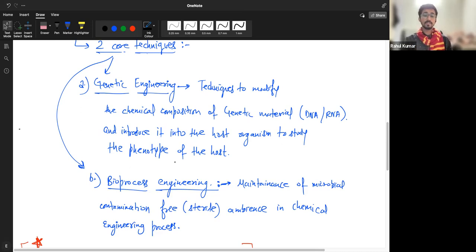Similarly, in genetic engineering, we need the genetic material, which is DNA and RNA. We modify it in a way that affects whatever phenotype we need to affect with this gene modification. Then we introduce or inject it into the host organism, and then we study the change in the phenotype, or the new function that the host has now attained. So that's genetic engineering.